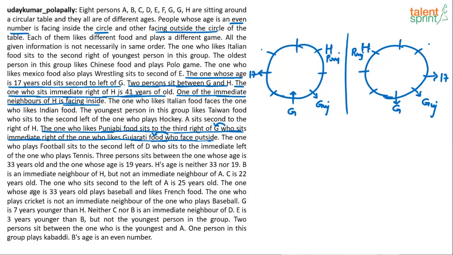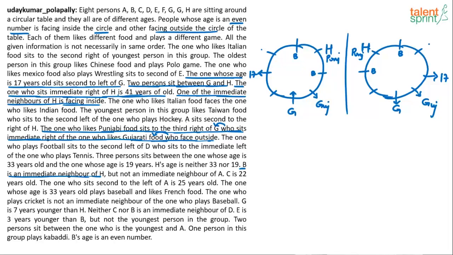Okay, B is an immediate neighbor of H. This point is given to us. So B either comes here or here. And also we know that 41 is an immediate neighbor of H. Remember earlier, the one who sits on the immediate right of H is 41 years old. So B could be 41 years old. One neighbor is B and one neighbor is 41, it says.